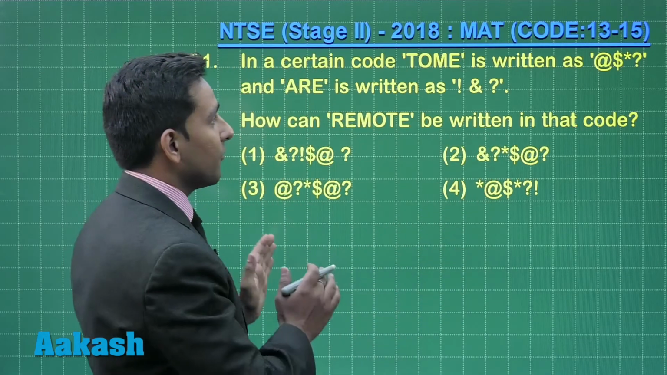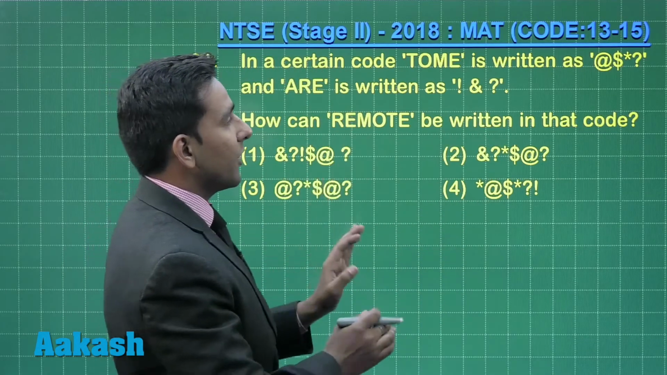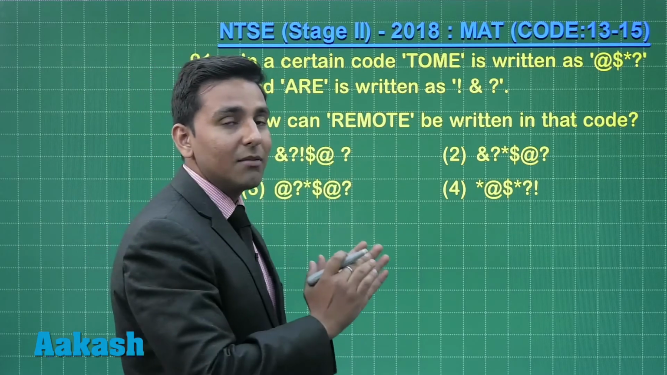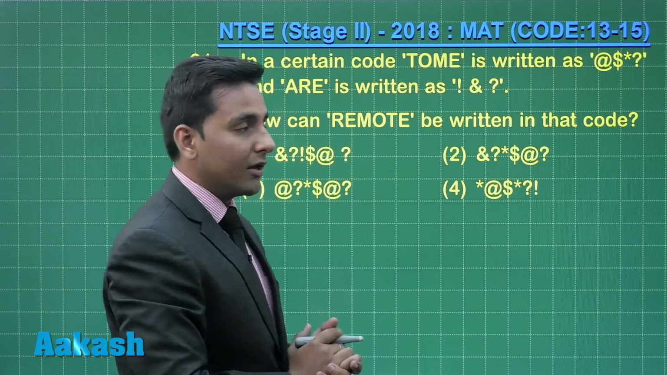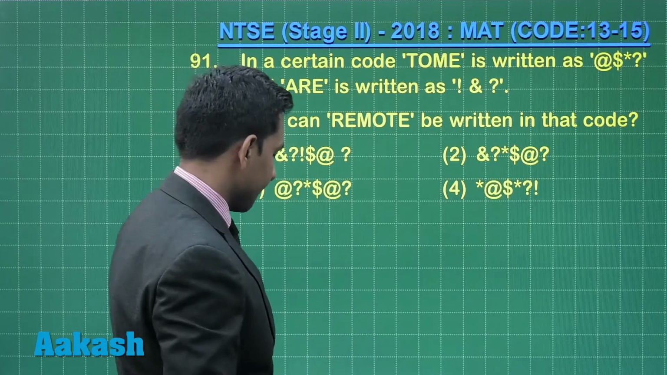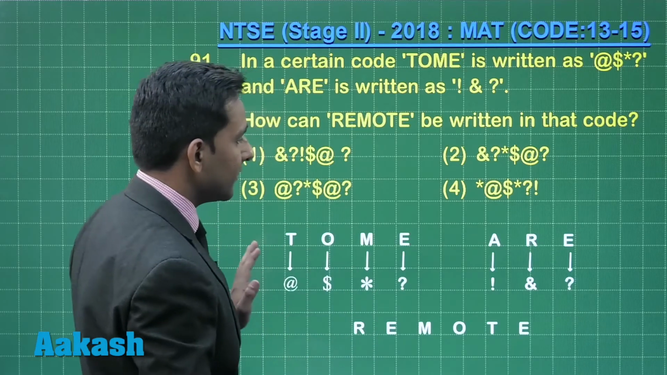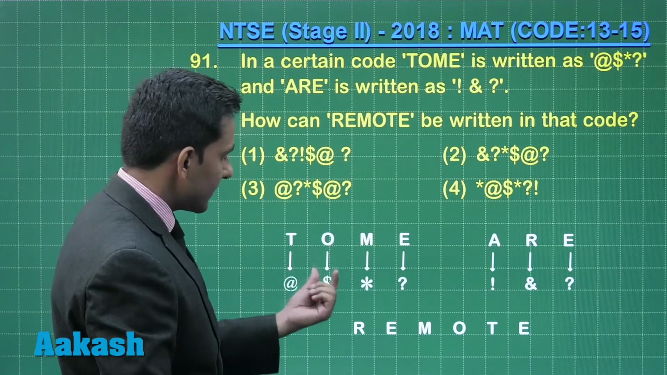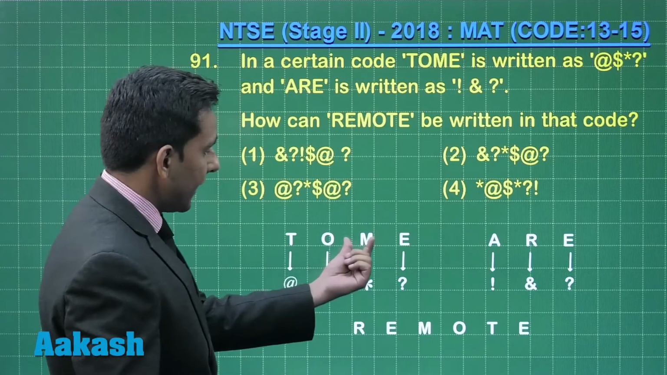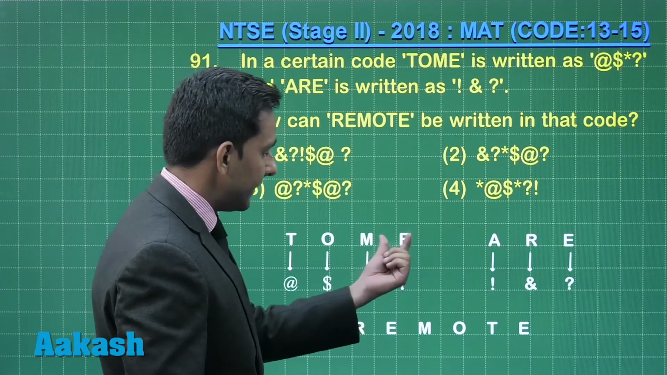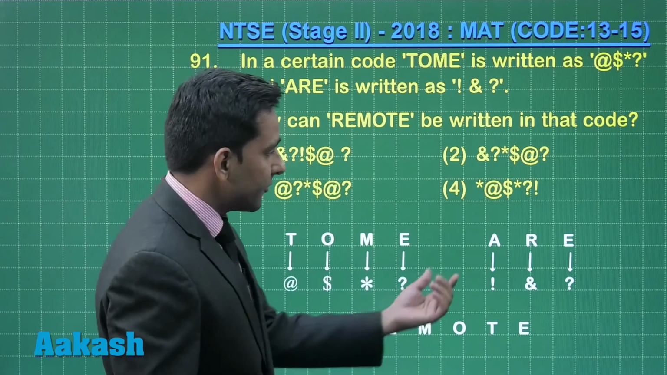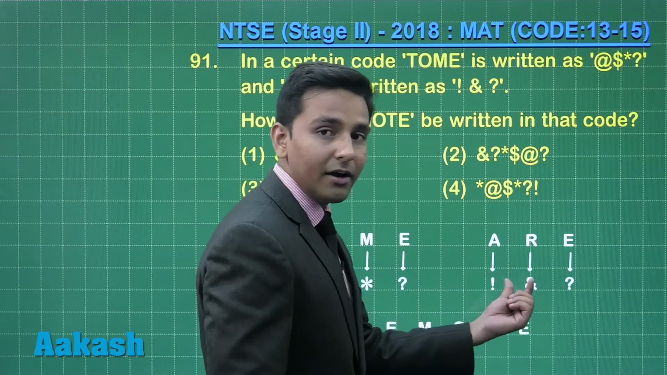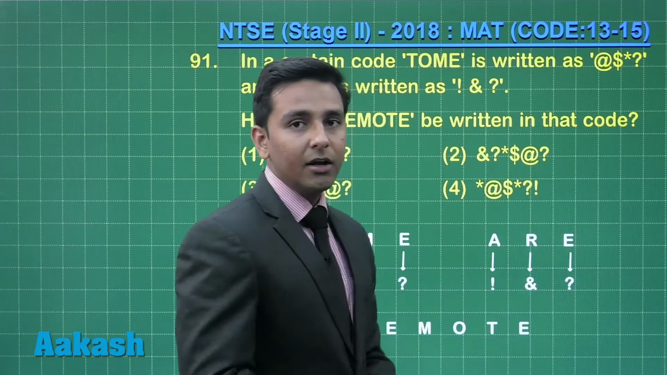So first we have to find the coding pattern. That means we have to decode the words Tom and R. Then we can apply the same logic to code the word remote. Now let's decode the given words. Here we have the pattern. The T is coded as @, O is coded as $, M is coded as star, E is coded as question mark. Further, A is coded as exclamatory mark, R is coded as and sign, and E is coded as question mark.